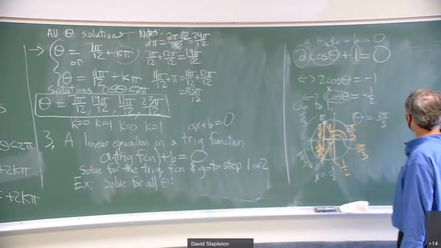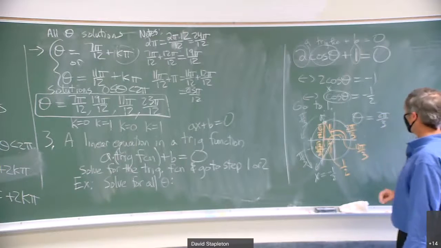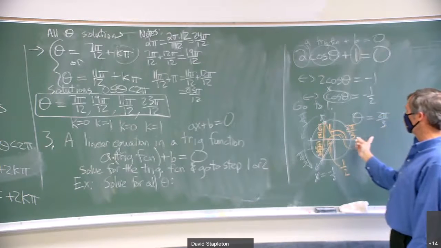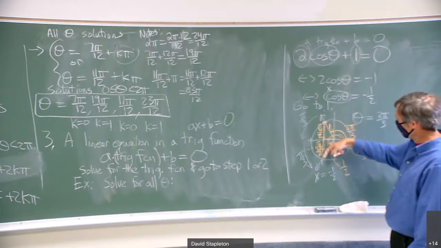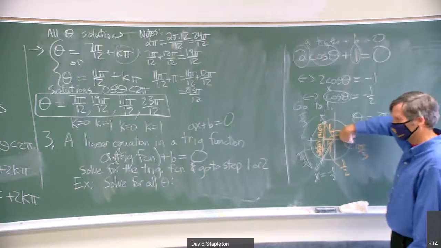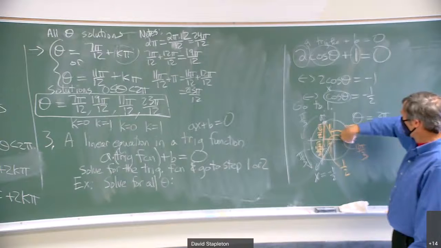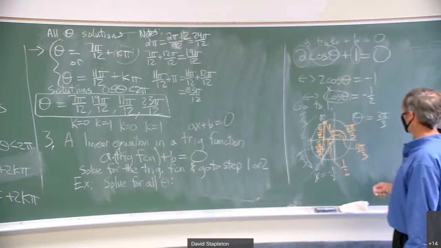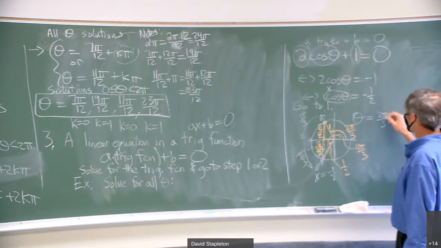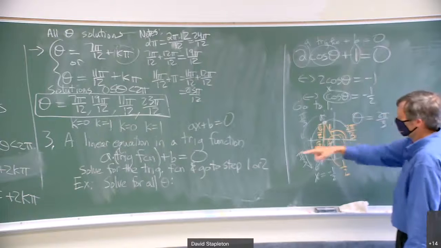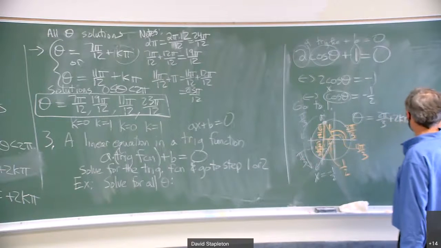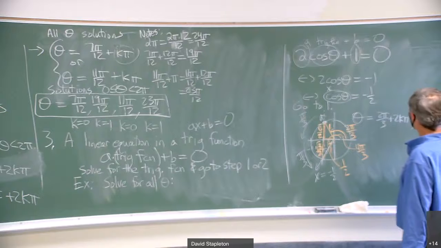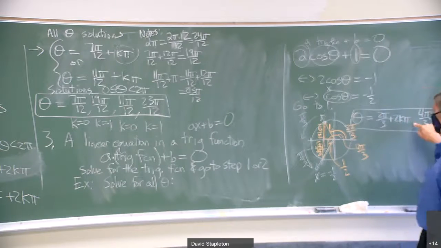or 4/3 pi. If you're asked for all angles within one rotation, you start here, go around, that's that one, 2/3 pi. Go all around here, that's that one, 4/3 pi. That's all you have within one rotation. If you want all angles, you add 2k pi to each of these. We didn't write anything here, so we assume we want all angles. That's what they said, solve for all theta. So it's plus 2k pi to get all angles. You can put a comma or the word or in the same thing.